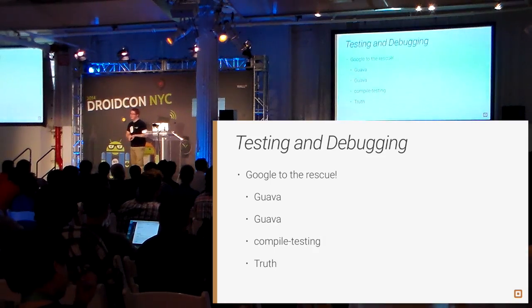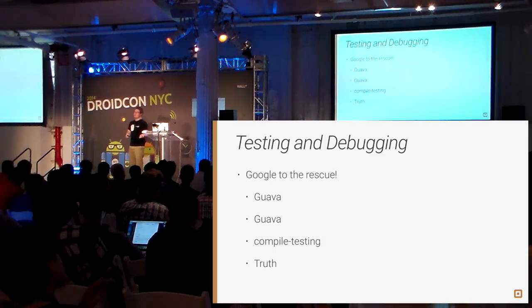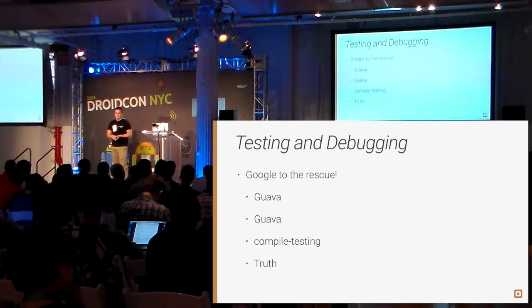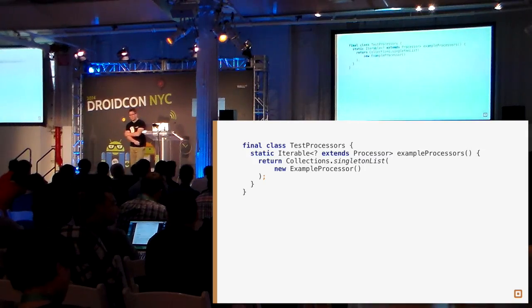So there's two other libraries that are from Google. One is called compile testing, and the other is called Truth, which is an assertion library, but it's a little more tailored to advanced assertions rather than just, say, comparing strings or objects.